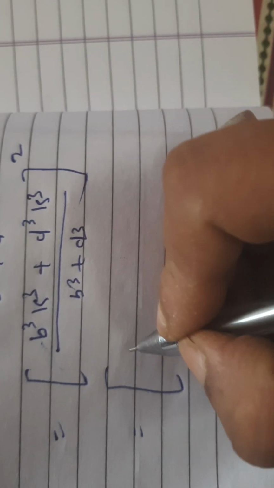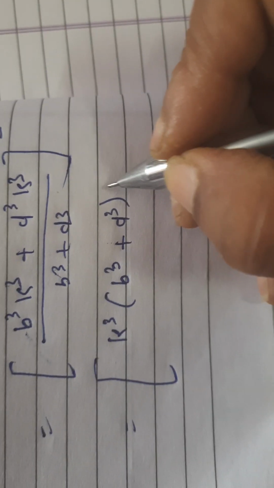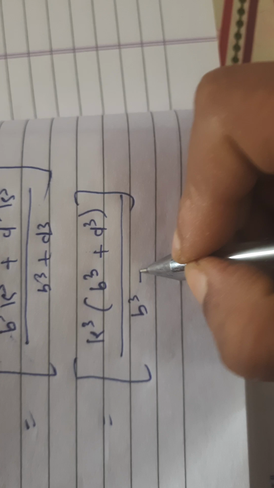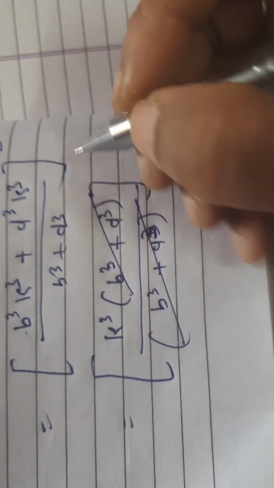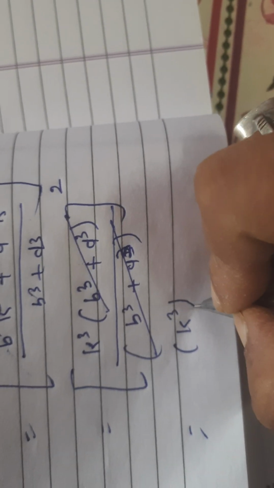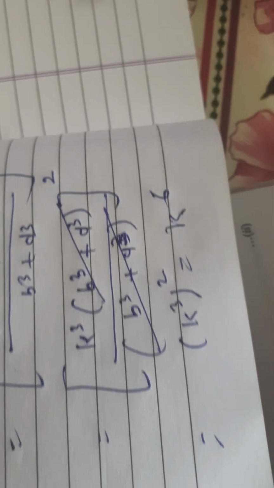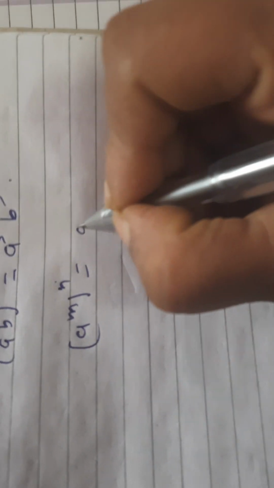Now take out k³ as a common factor. Inside the bracket you will get b³ + d³, and in the denominator b³ + d³. This b³ + d³ cancels this b³ + d³. Now (k³)², that is k⁶. You know that (aᵐ)ⁿ = aᵐⁿ; suppose we have (a²)³, you have to multiply the powers, that is a⁶. I have applied the same thing here: 3 and 2, you multiply these two numbers, k⁶.